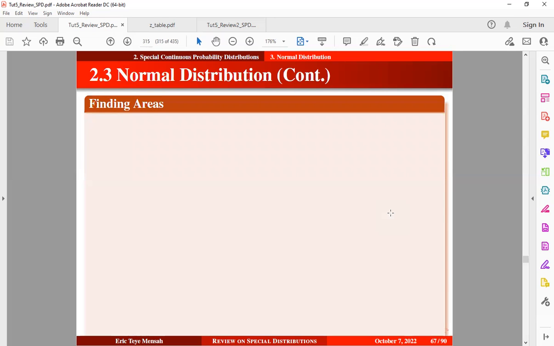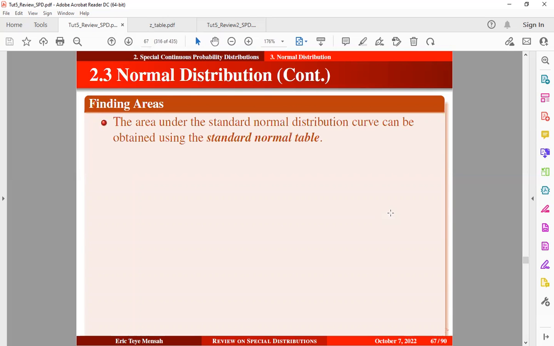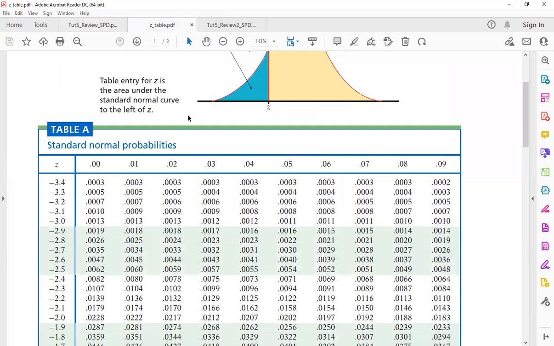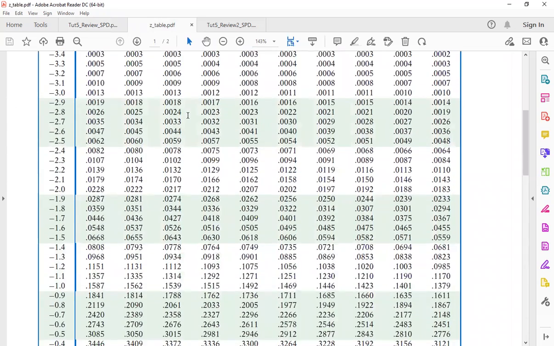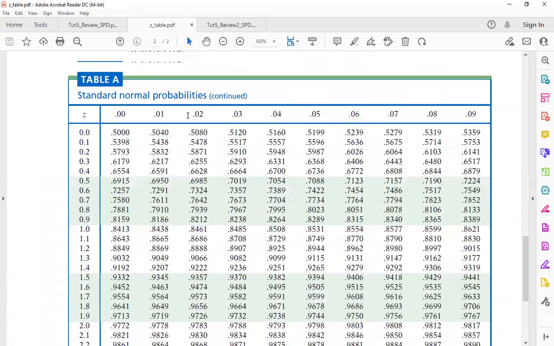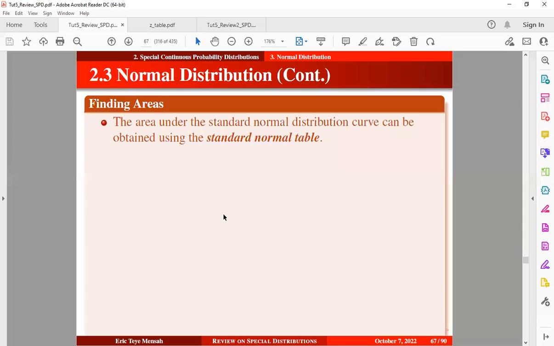All right, so let's take a look at finding areas. How do we find areas under the standard normal distribution? The area under the standard normal distribution curve can be obtained using the standard normal table. So I have my Z table here. This is the standard normal table. I'll try and leave this in the description of this video so that you can download it, or you can even download one online. We have the first part, that's the negative part, and we also have the positive part. All right, so let's go back to our slide.